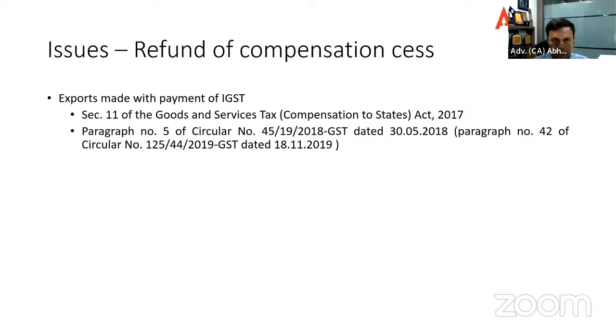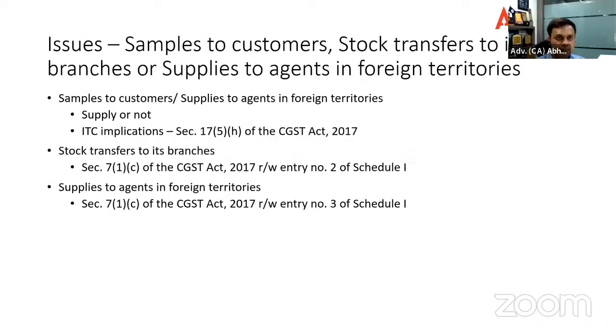To my mind, again, this para 5 of this circular, which takes this view of giving refund in one situation and denying it in another situation, appears to be in total conflict with section 11 of the Compensation to States Act. To that extent, disputes are already pending in the courts, where the validity of this para 5 itself has been challenged by the exporters.